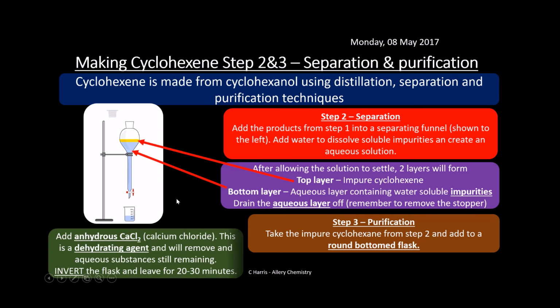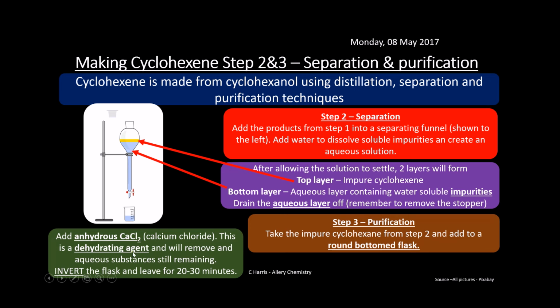Okay, so then what we do, once we've added to the round-bottomed flask, we then add a drying agent. This is what I was talking about before. Anhydrous, so that just means without water, calcium chloride. Basically this will remove any aqueous substances still remaining. And then you invert the flask and we leave it for 20 to 30 minutes.